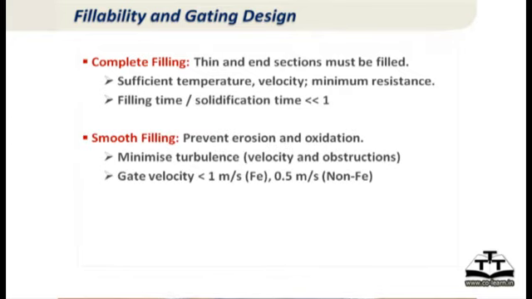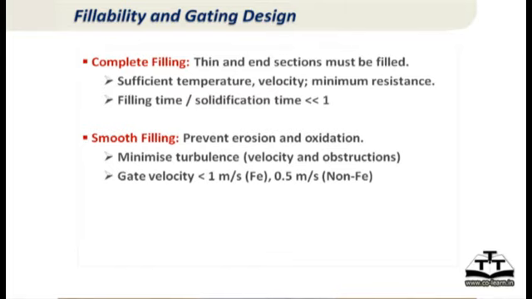Now then, the second criteria which we mentioned was smooth filling, and we said we want smooth filling to prevent erosion, oxidation, air aspiration and things like that, and we said we can do it by minimizing turbulence. How do you minimize turbulence? Minimize velocity and obstructions. Even if you have little high velocities, if the metal is flowing in a straight line or flowing smoothly, there is no problem, but the moment it hits a lot of obstructions like bends or expansions or contraction, we are going to have more turbulence.